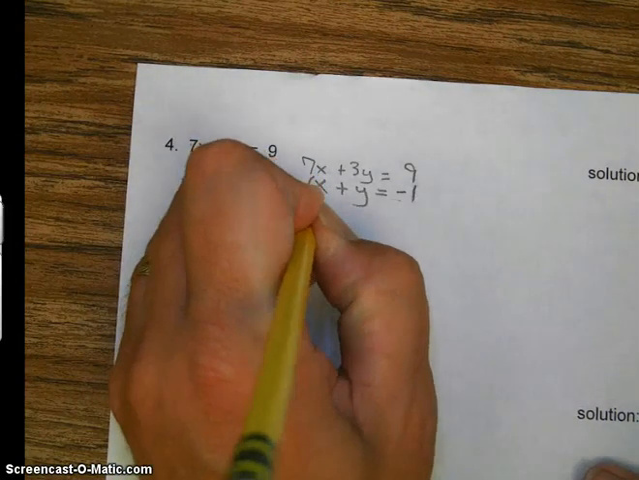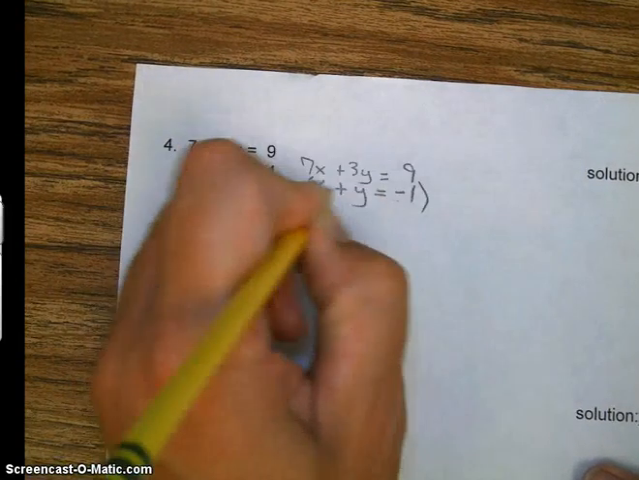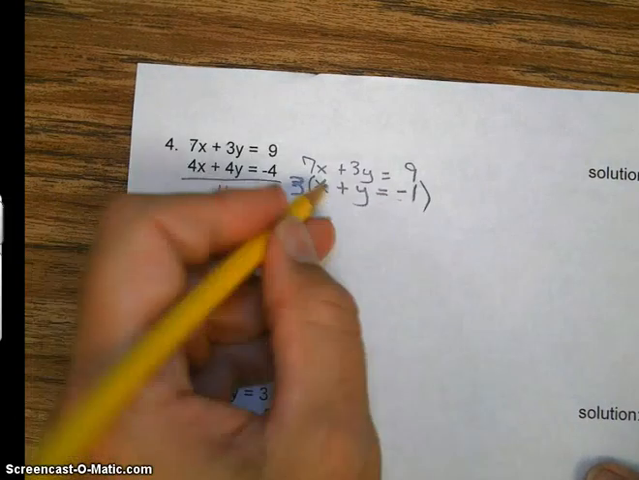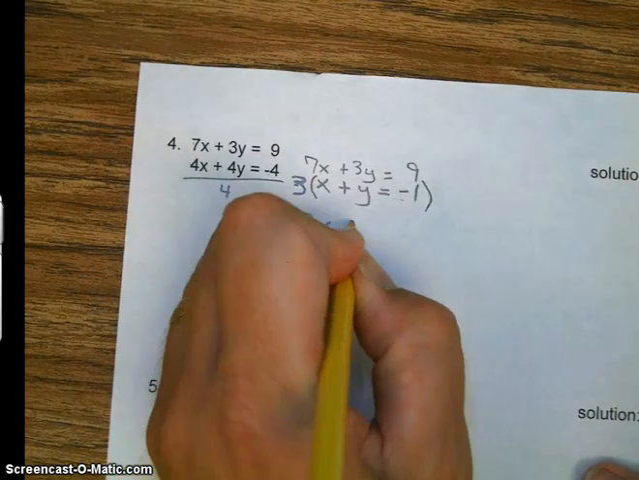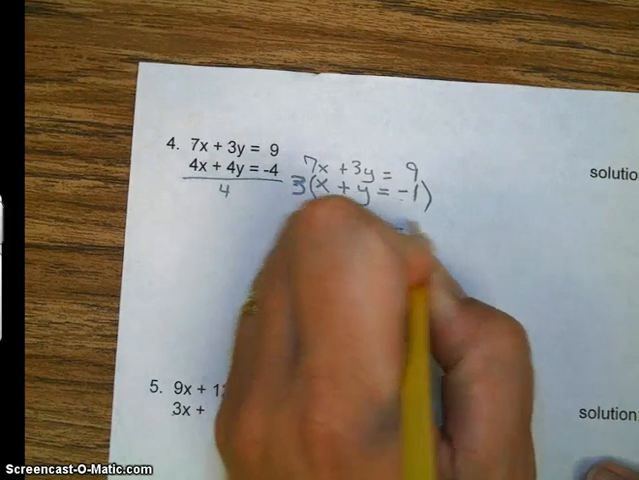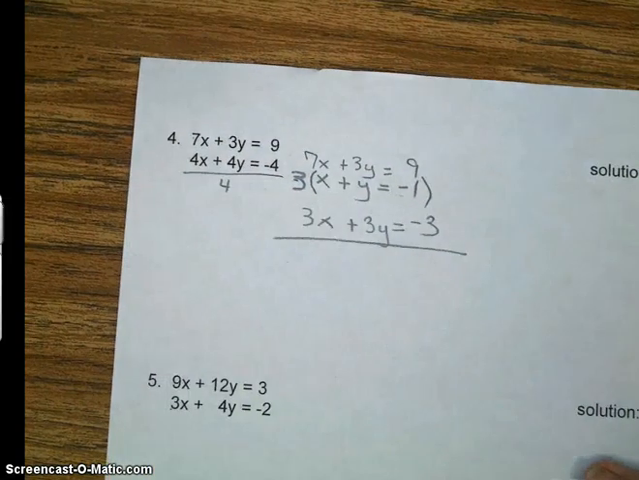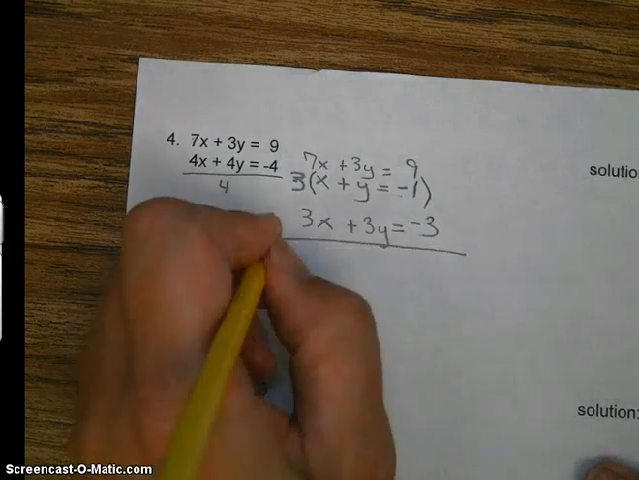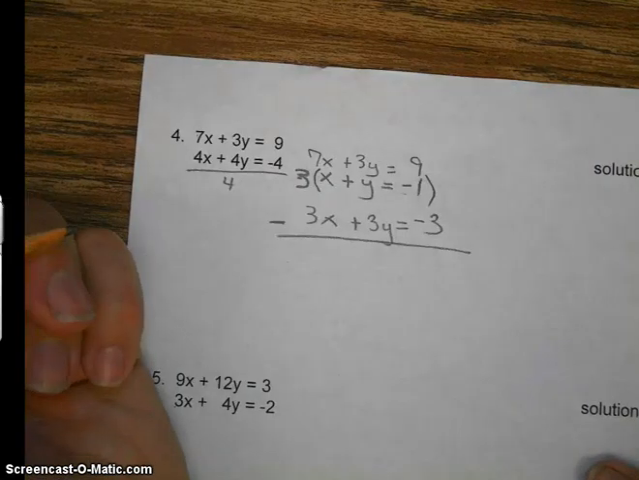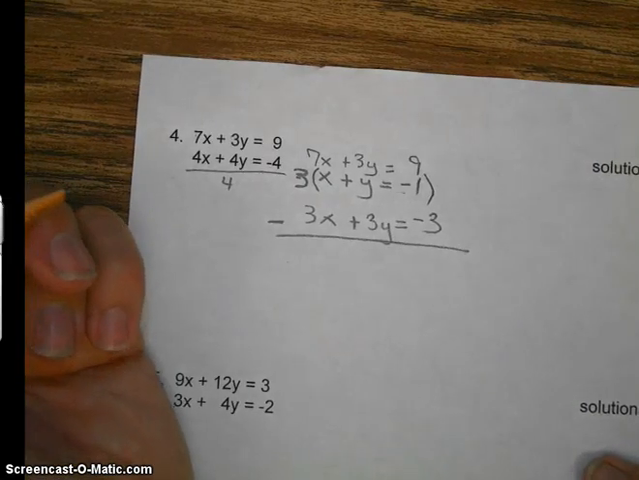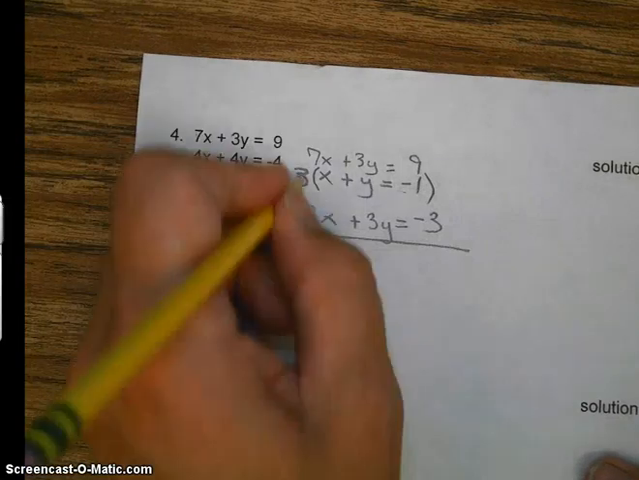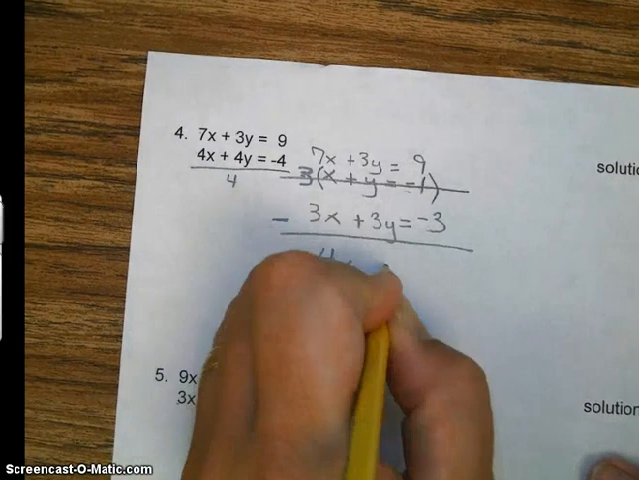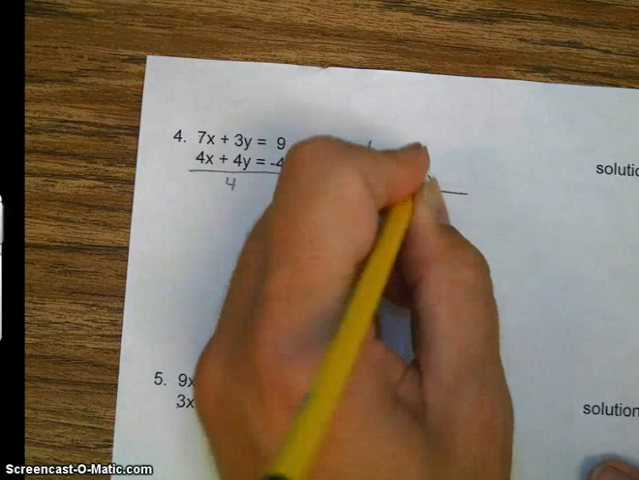Let's get rid of the y this time. I'm going to go ahead and multiply this equation by 3. Okay, so 3x plus 3y equals -3. Okay, to cancel out my 3y's, I'm going to subtract. Sometimes you need to add the 2 equations together. You need to decide. So that's gone. Subtracting.